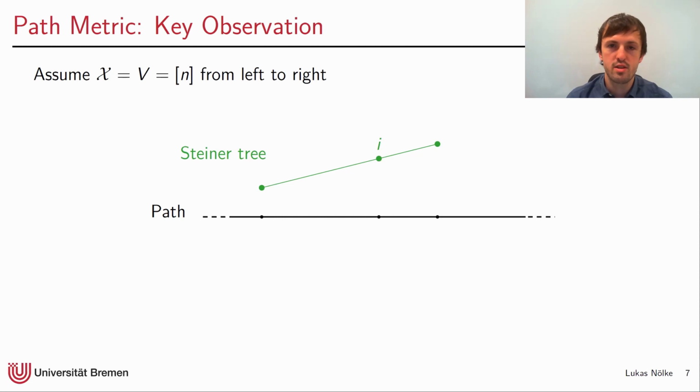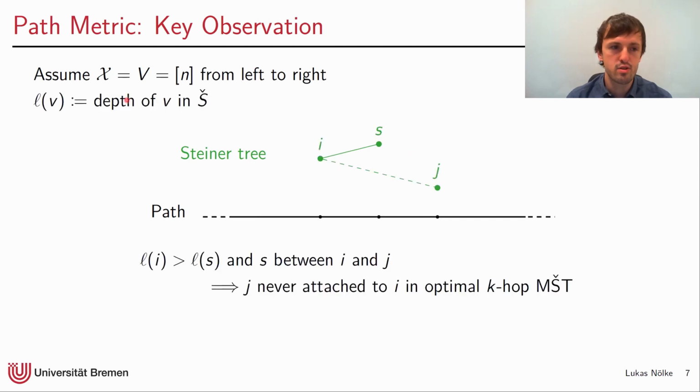Now, a key observation that we will use in our approach for the path metric is the following. So first we denote the depth of a vertex in the Steiner tree by L of v. And now in this situation we have three vertices S, I, and J, with S being in the middle of I and J and of a lower depth than I. And I here is attached to S. Then in these situations and in an optimal k-hop minimum Steiner tree, J would never be attached to I, neither directly nor via some path, because you could also instead attach J directly to S, and this would have a lower cost and also fewer hops.